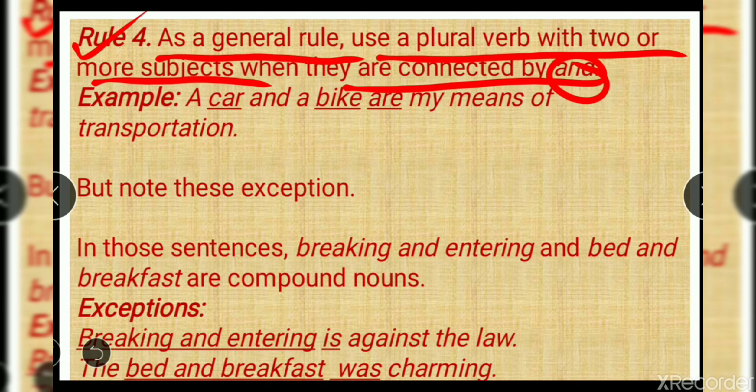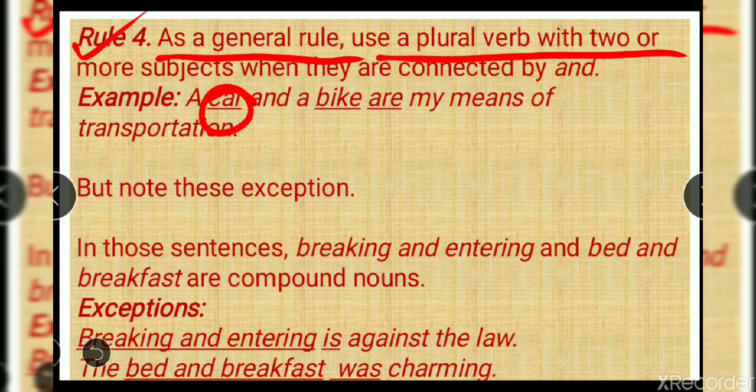For example, a car and a bike are my means of transportation. Very clearly, these two are individuals, not either car or bike. It is not like that. Here the subject is totally in plural form: both car and bike are the means of transportation for me.